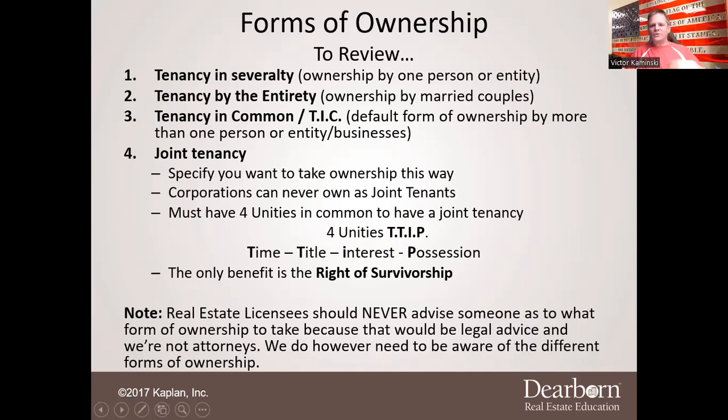And remember, now that you know all of these differences, if the question on exam asks you how you would advise someone what form of ownership to take, the answer should be none of the above, because that's legal advice and we don't give legal advice because we're not attorneys. Now, if the question asks, what form of ownership could this be in this situation? Oh, that's different. Now you could answer the question with the knowledge that you've learned.